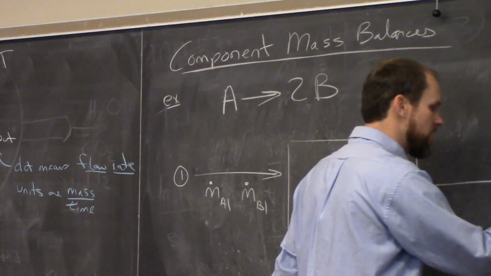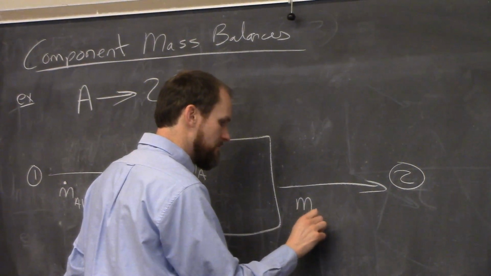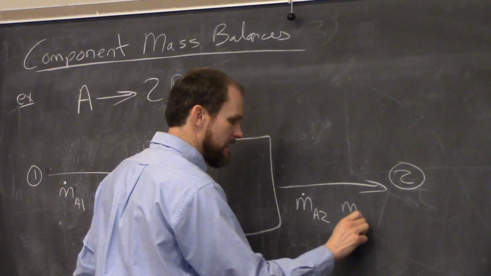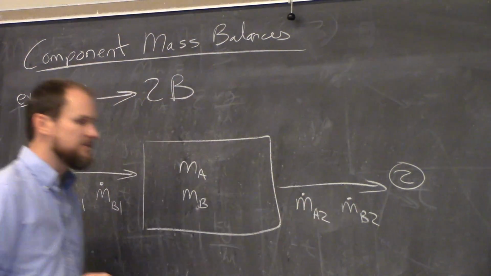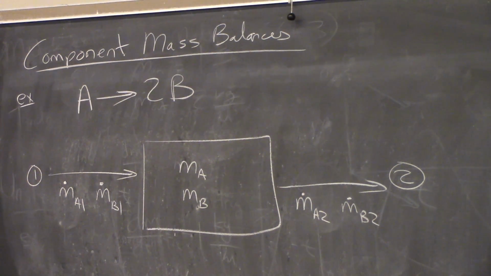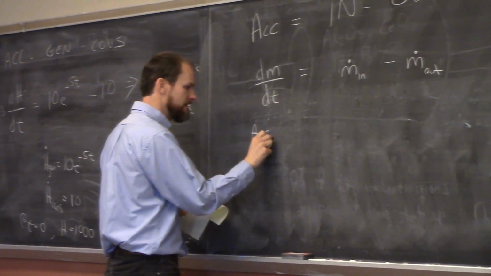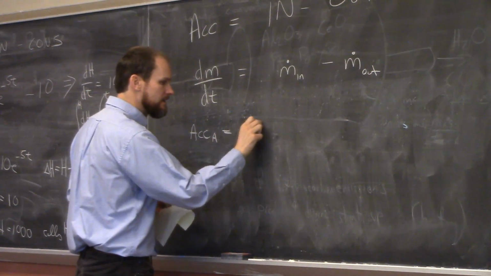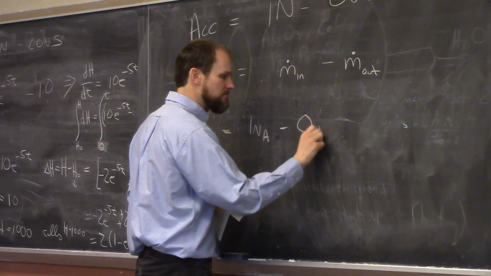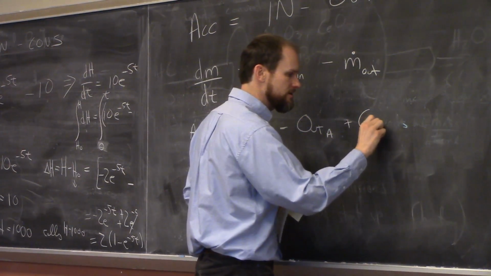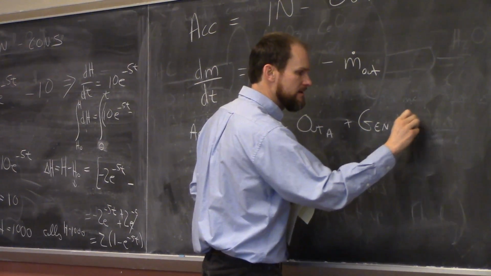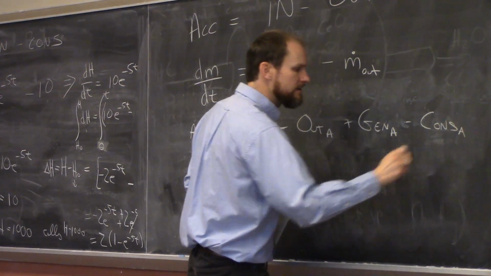And then in stream 2 coming out, you can have MA2 and MB2. That's my flow rates coming out. So total mass going in equals the total mass going out at steady state, where accumulation is the in minus the out. But A can get consumed by this reaction. Okay, so accumulation of A equals the input of A minus the output of A plus the generation of A minus the consumption of A.